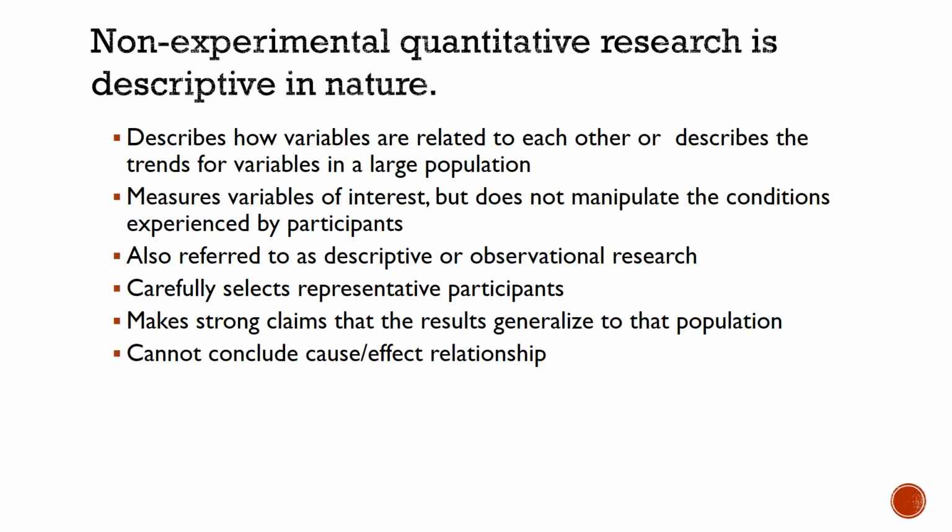Non-experimental quantitative research, on the other hand, is quite descriptive. They may be describing how variables are related to each other or trying to describe trends in a large population. You may also see research designs referred to as descriptive or observational, and these are non-experimental designs. In general, they are not trying to make strong claims about cause and effect relationships. Instead, they try to make strong claims that the trends or patterns that they observe would generalize to the population of interest.